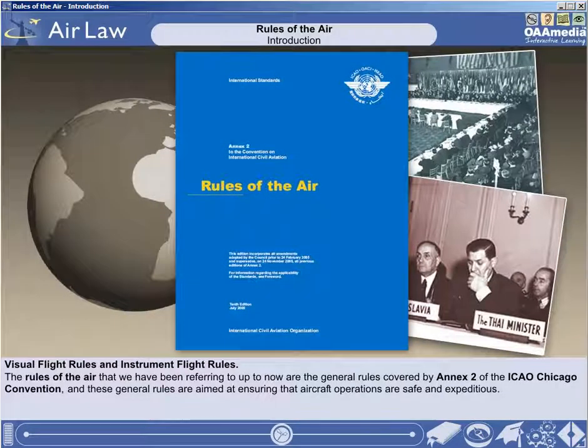The rules of the air that we have been referring to up to now are the general rules covered by Annex 2 of the ICAO Chicago Convention. And these general rules are aimed at ensuring that aircraft operations are safe and expeditious.